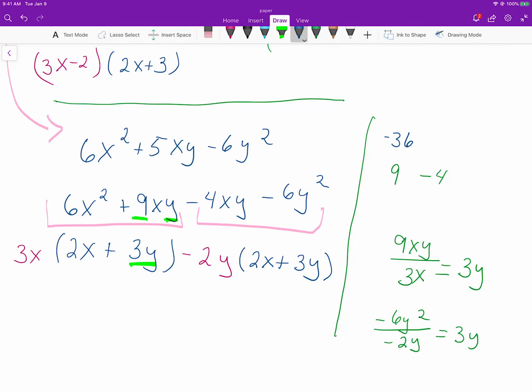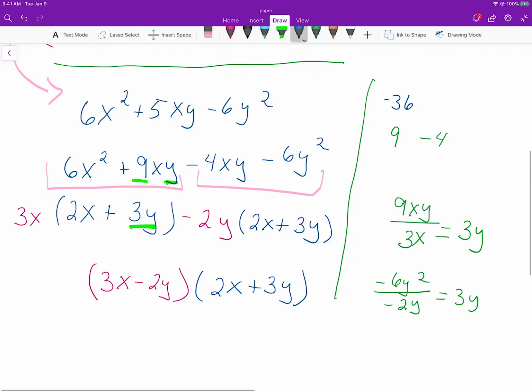So now when we factor by grouping, I'm going to group the first 2 together to end up with 3x minus 2y for my first factor. My second factor is 2x plus 3y. And that would be the factors for the original problem.